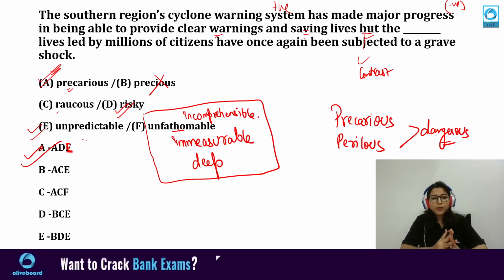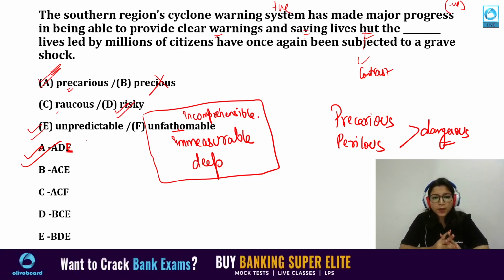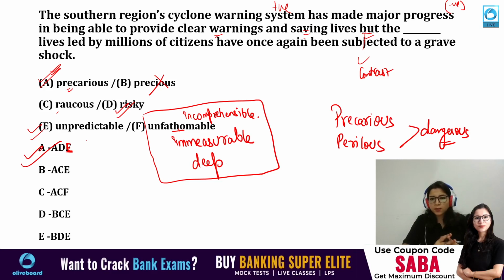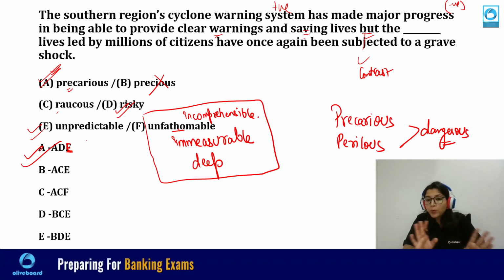Okay, just make it A, D, E, because we need A, D, E as the correct option. Unfathomable will not make any sense here. Unfathomable is incorrect. I hope you got.